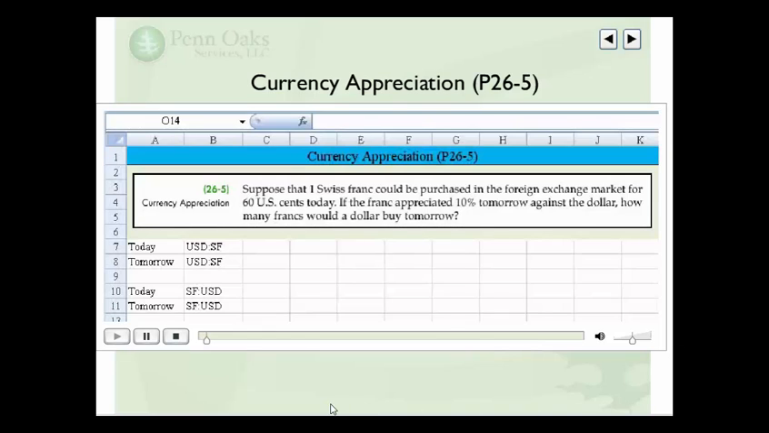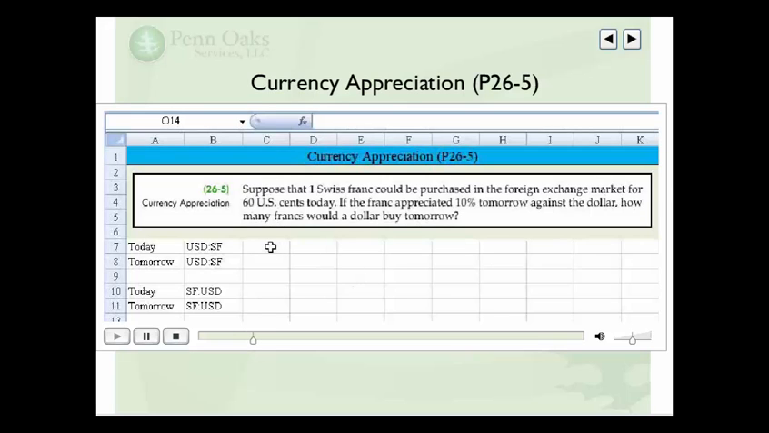Let's take a look at this currency appreciation problem. It's problem 26-5. Suppose that 1 Swiss franc could be purchased in the foreign exchange market for 60 US cents today. If the franc appreciated 10% tomorrow against the dollar, how many francs would a dollar buy tomorrow?